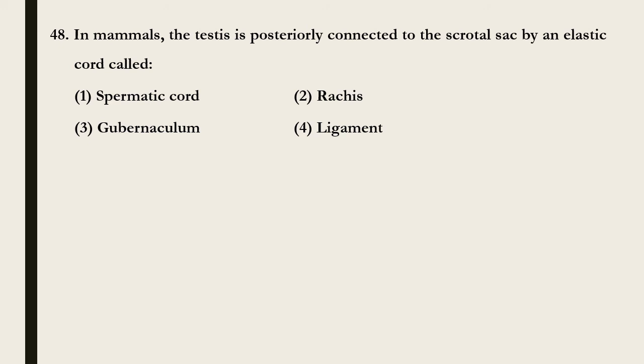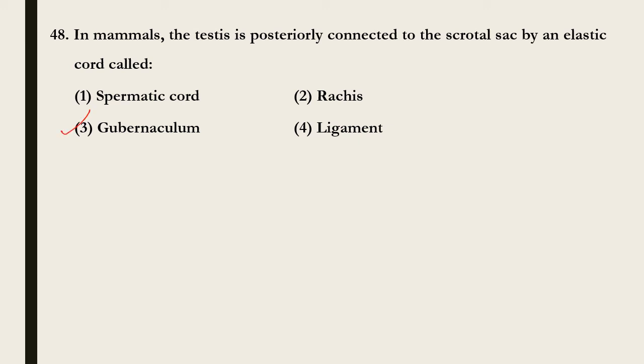Question number 48. In mammals, the testis is posteriorly connected to the scrotal sac by an elastic cord called: option 1, spermatic cord; 2, rachis; 3, gubernaculum; 4, ligament. Each testis is attached to the dorsal body wall of the abdominal cavity by the spermatic cord. But here the testis is connected to the scrotal sac, and that we call the gubernaculum. So option 3 is correct.